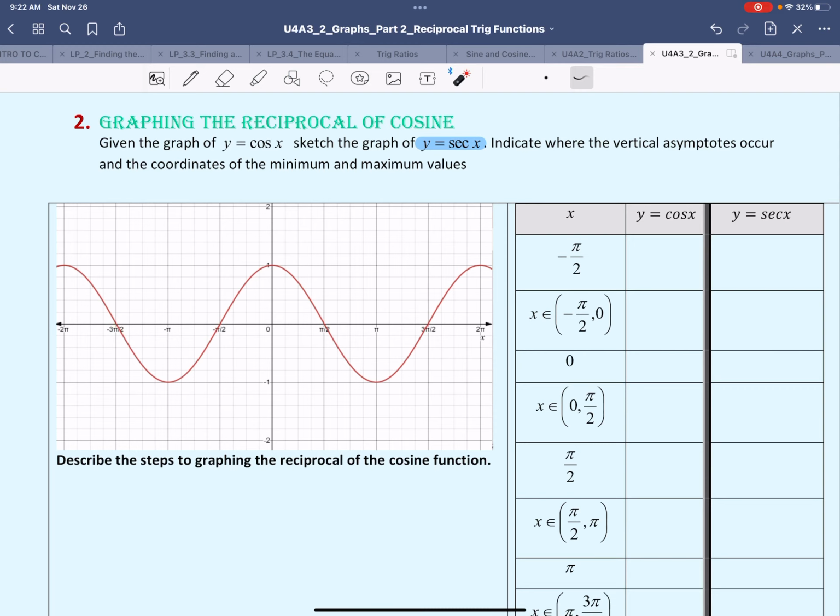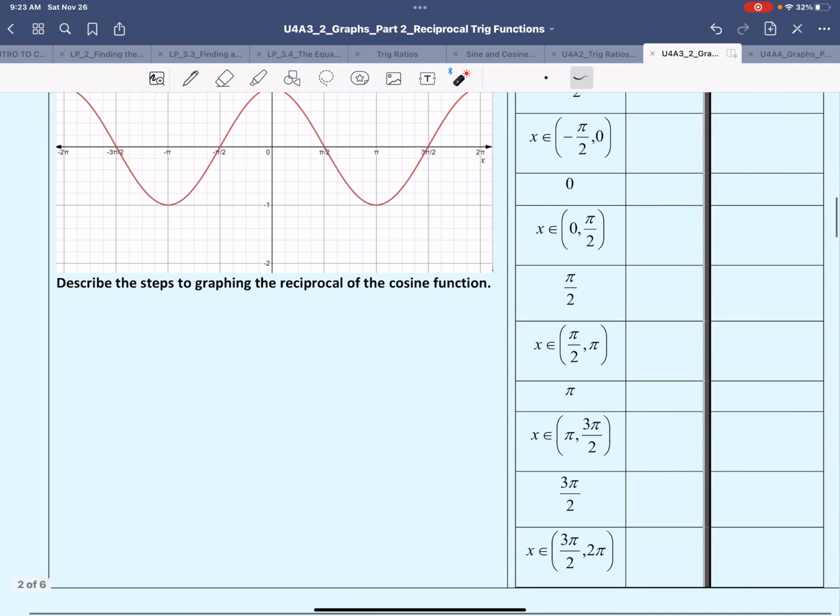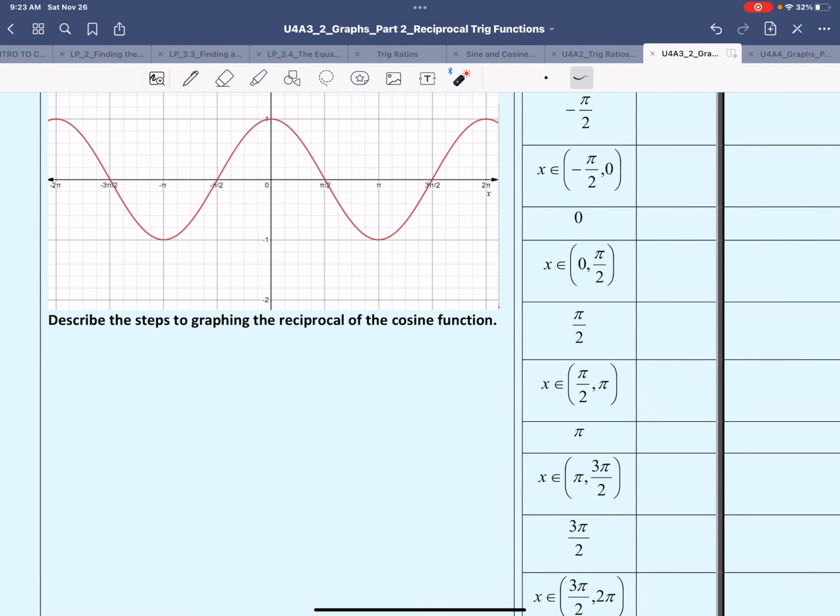So we'll build the graph of its reciprocal based on the same principles as we did the graph of the reciprocal of sine, so the cosecant function. We'll start off with the x-intercepts of cosine. At the x-intercepts, the cosine function will have a value of 0. Therefore, secant x, which is 1 divided by cosine x, will be equal to 1 over 0, which is undefined. And we said that when the function is undefined at a point, then a vertical asymptote will occur.